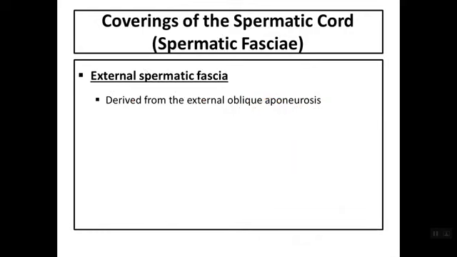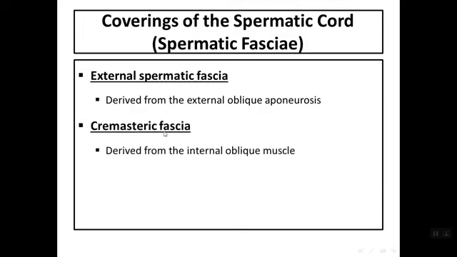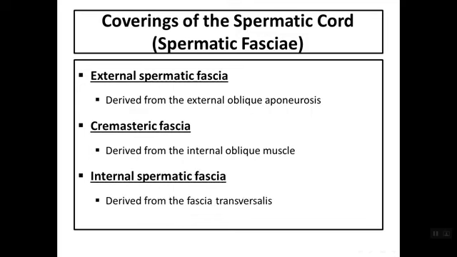What are the coverings of the spermatic cord, or what are called spermatic fasciae? They are derived from the layers of the anterior abdominal wall. The outer layer is the external spermatic fascia, derived from the external oblique aponeurosis. The cremasteric fascia is derived from the internal oblique muscle, and the internal spermatic fascia is derived from the fascia transversalis.